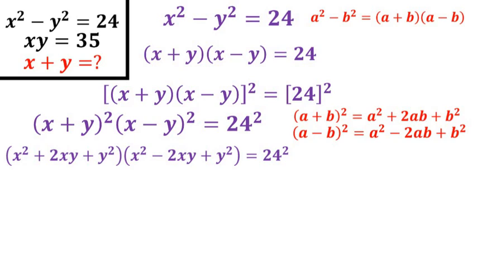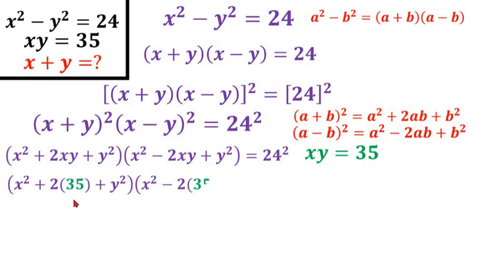Now, as always, if we are moving fast, please pause or slow down the video and change the speed according to your taste. Now if you notice, we can recall that we have an xy here, and we know that xy is equal to 35. So we'll write that over here, nice bright green. Now we can substitute our 35 value in for the xy, so we'd have x squared plus 2 times 35 plus y squared times x squared minus 2 times 35 plus y squared is equal to 24 squared.